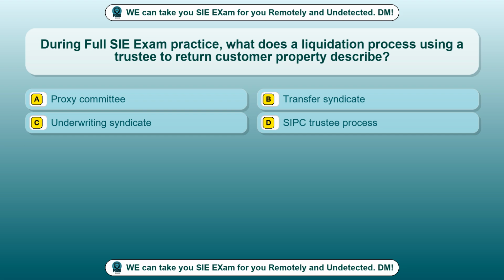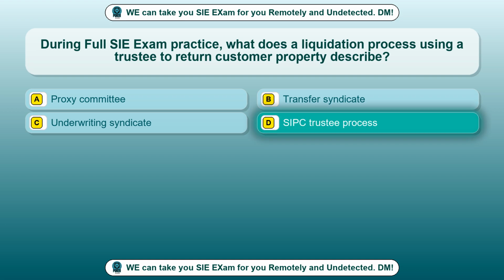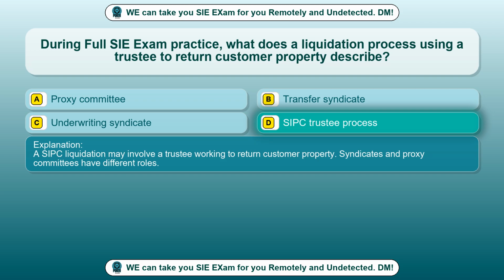Question 69. During full SIE exam practice, what does a liquidation process using a trustee to return customer property describe? Option A, proxy committee. Option B, transfer syndicate. Option C, underwriting syndicate. Option D, SIPC trustee process. The correct answer is option D, SIPC trustee process. A SIPC liquidation may involve a trustee working to return customer property. Syndicates and proxy committees have different roles.